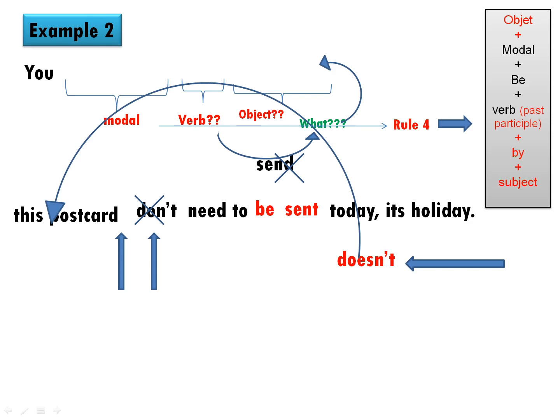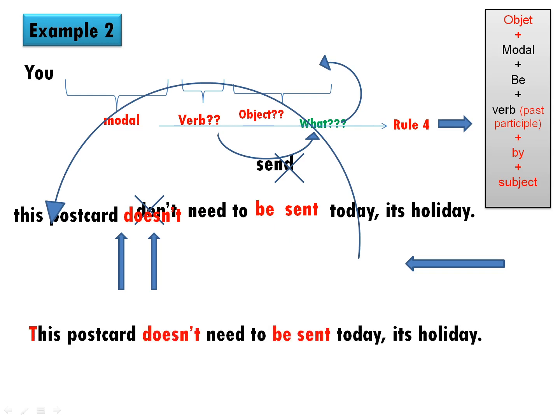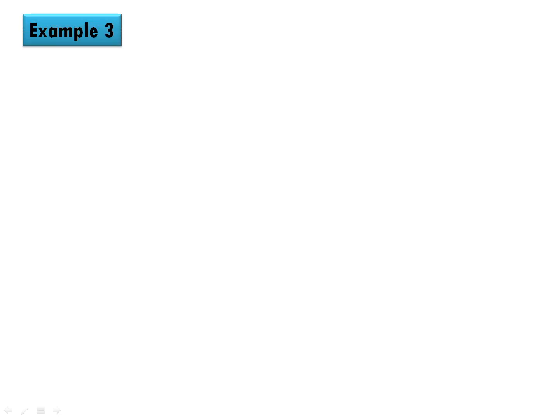Yes. So why doesn't? Because I have this postcard. So I need to put doesn't in the place of don't, and my sentence is going to be: this postcard doesn't need to be sent today. It's holiday. Okay? So if you don't understand, if something is missing, just please stop the video and go back again and follow the instructions step by step. Let's move to example number 3.